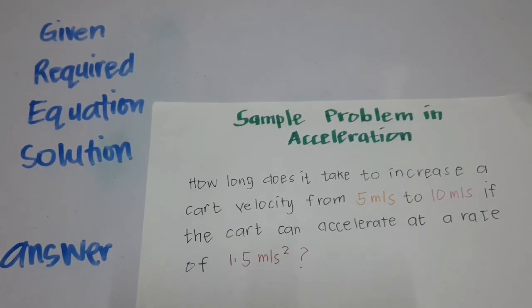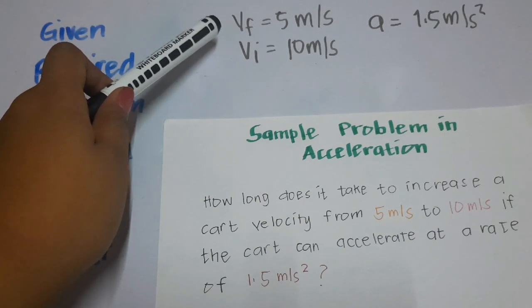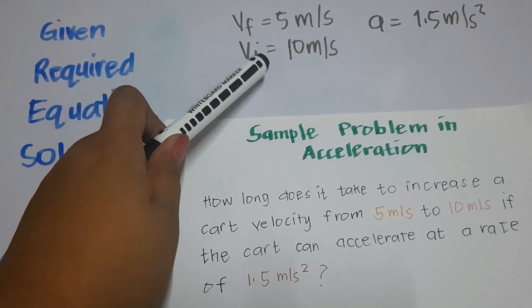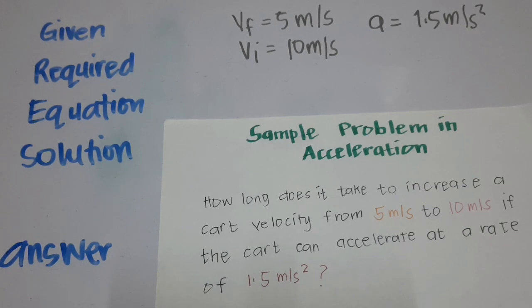Problem number 2 is about acceleration. So the statement is, how long does it take to increase a cart's velocity from 5 meter per second to 10 meter per second if the cart can accelerate at a rate of 1.5 meter per second squared? So same process, we must find the given, required, equation, solution, and answer. In our problem number 2, the given are the final velocity, which is 5 meter per second, the initial velocity, which is 10 meter per second, and then the acceleration, which is 1.5 meter per second squared.